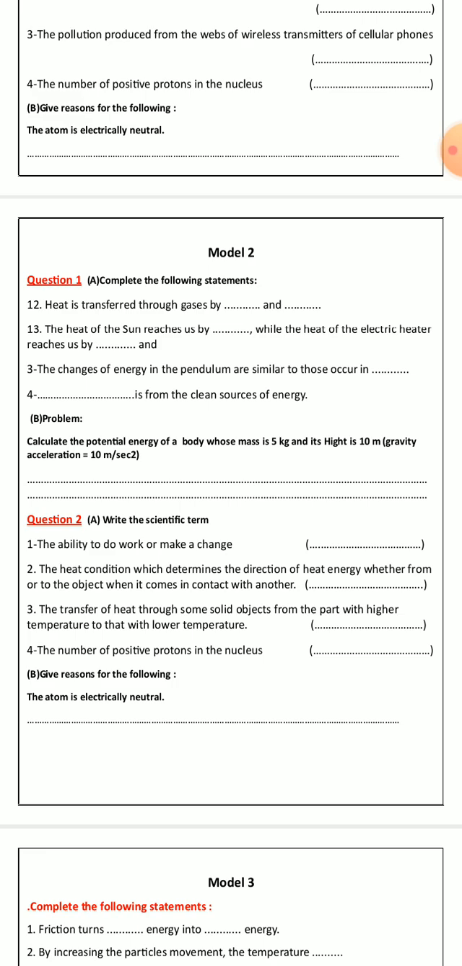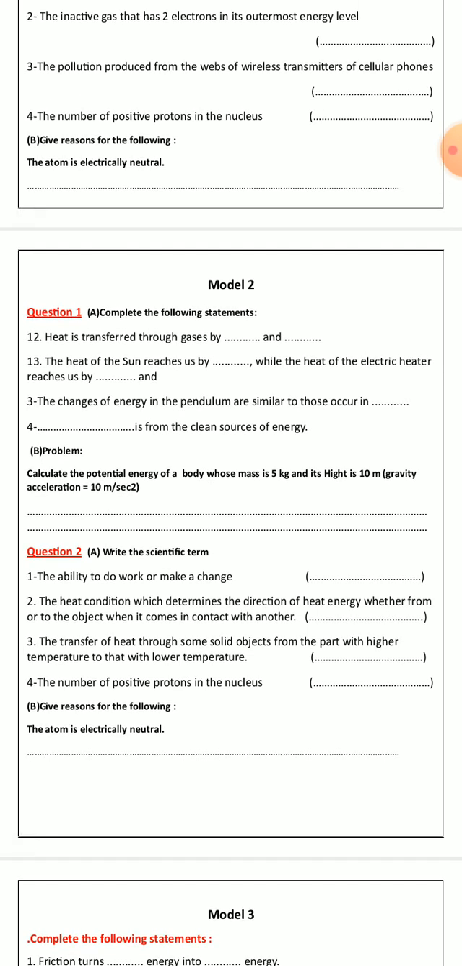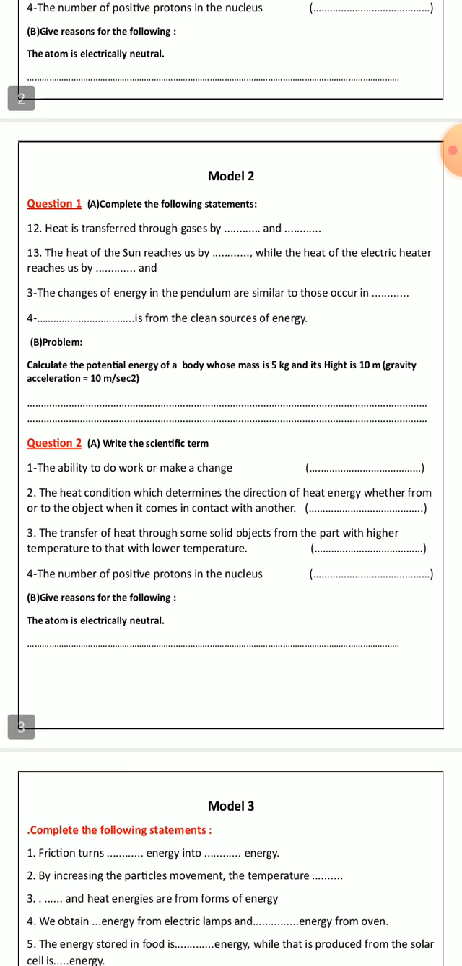Problem. Calculate the potential energy of the body whose mass is 5 kg and its height is 10 meters and the acceleration due to gravity equals 10 meters per second squared. So after that, first we will get the weight. So weight equals mass times acceleration due to gravity, so it's 50. And after that we will get the potential energy equal weight times height, so it's 10 times 50 equals 500 joules. After that, write the scientific term. Ability to do work or make a change: energy.